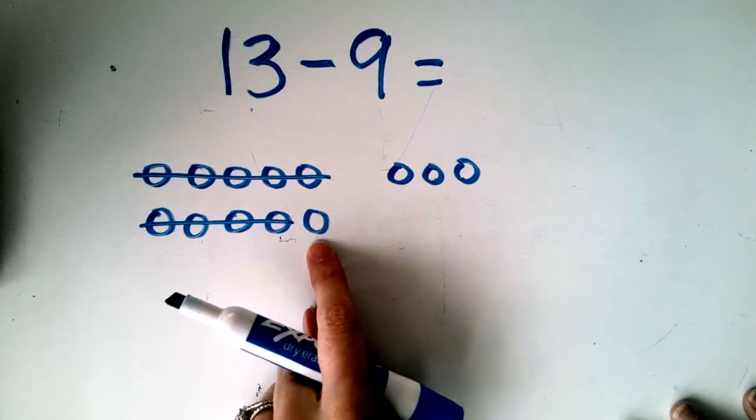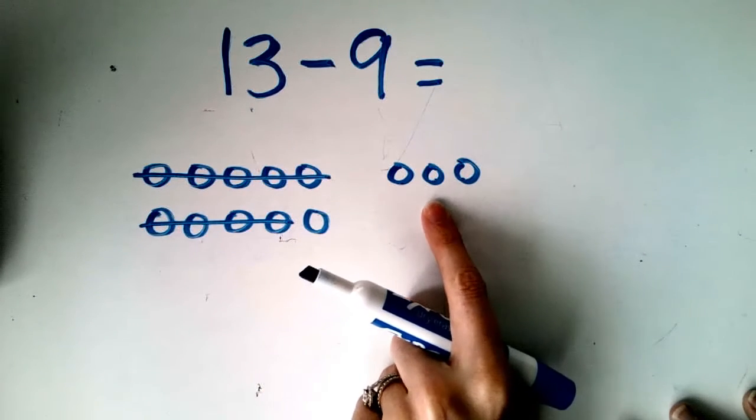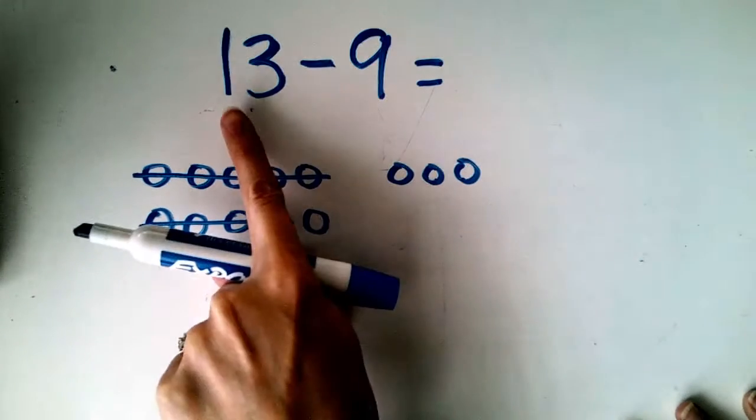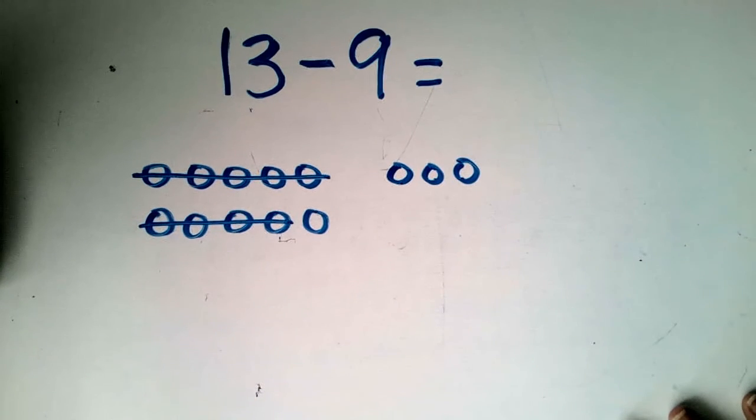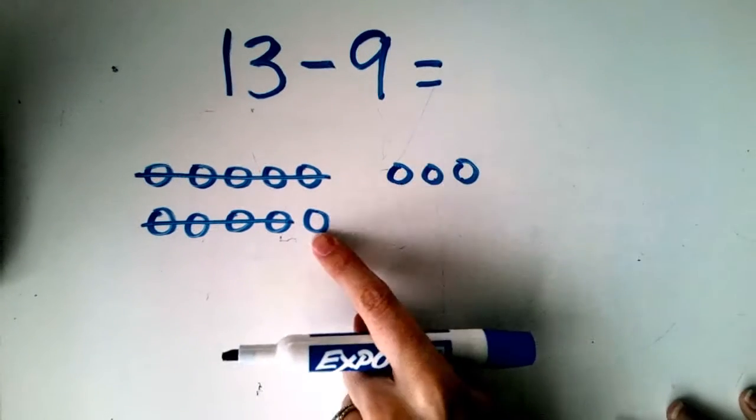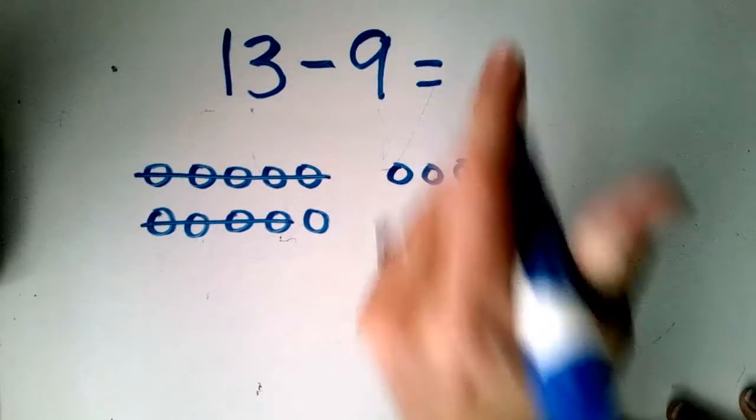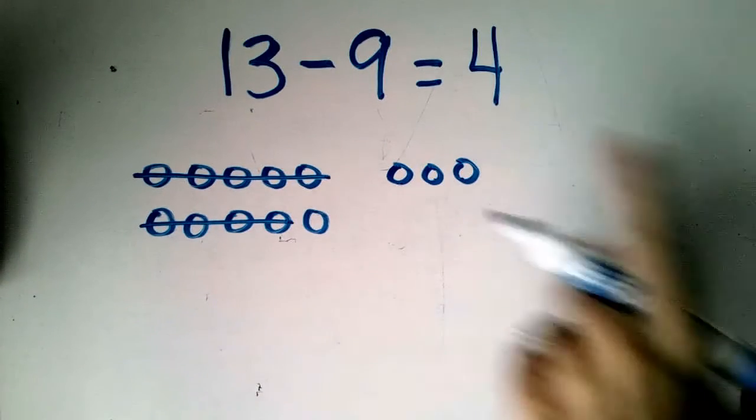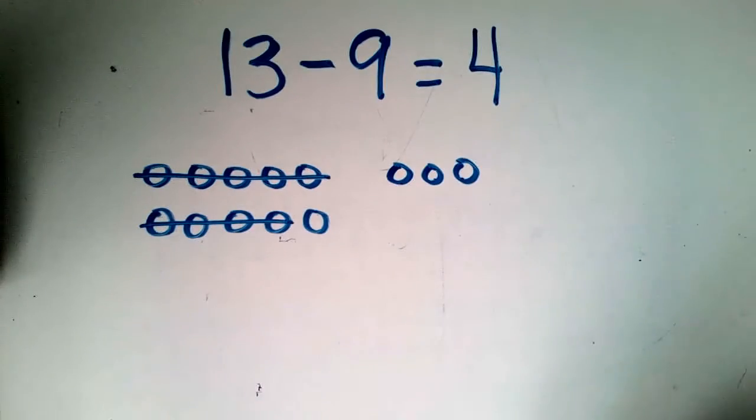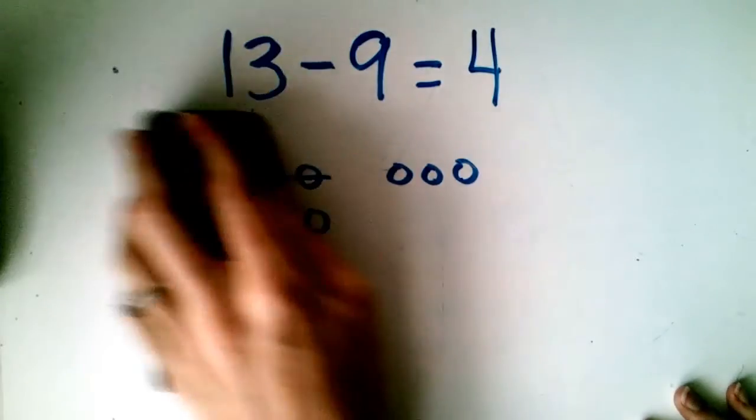Now, that's not all I have left. Look, we still have these guys over here. So, if we had 13 circles and we took away 9, how many circles are left? I see 1 and 3. 3 and 1 makes 4. 13 take away 9 equals 4. Awesome job. Do you want to try one yourself now?